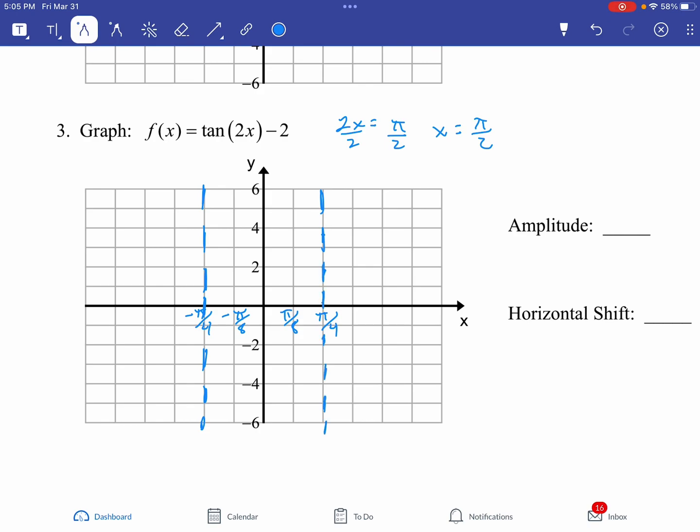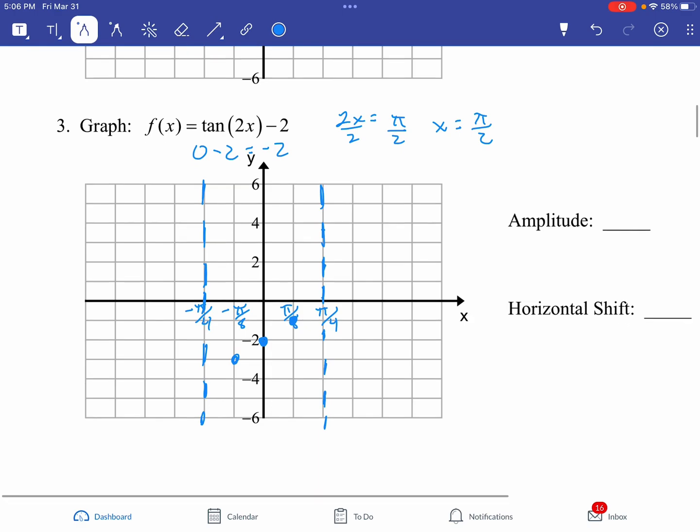Okay, there is no horizontal shift, so I can skip that step. Next, the first point, tangent starts at 0. Minus 2 gives you negative 2. So I'm going to start here at negative 2. Tangent goes up to the right, down to the left, because the amplitude is still 1. My graph will look like this.